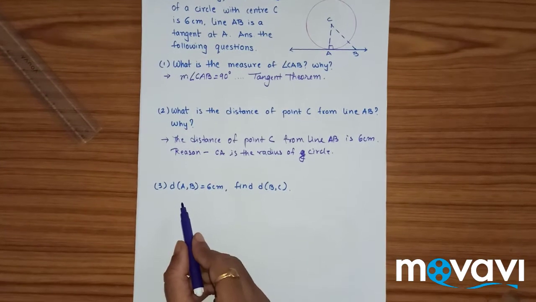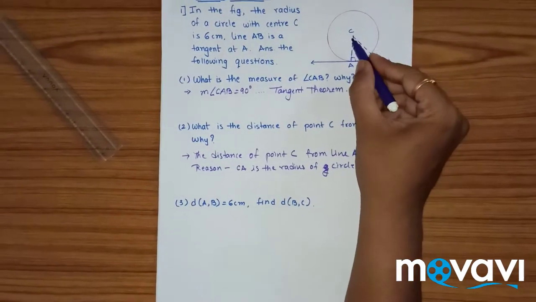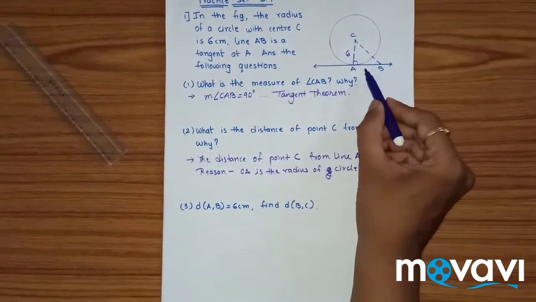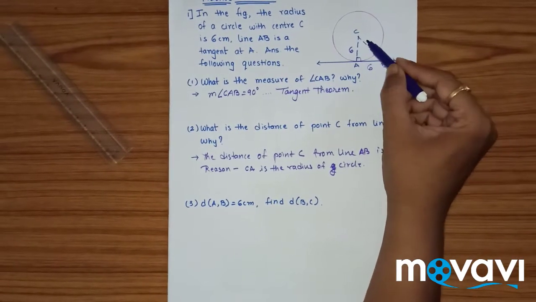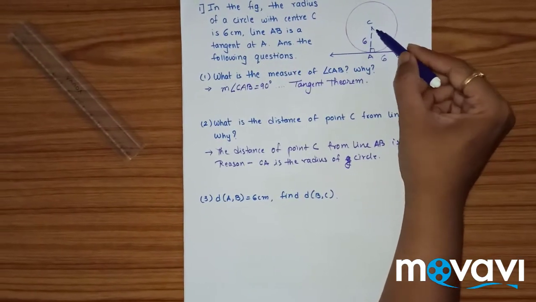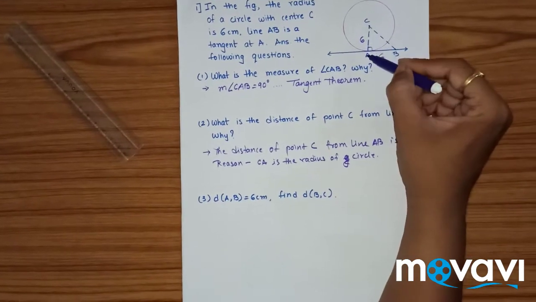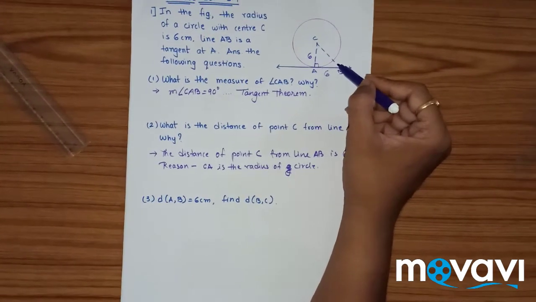Okay. See the third one. What they have given? Distance AB. Now we know that this is the radius. It is 6. Distance AB is given as 6. You need to find BC. Okay. Now this is right angle triangle and CB is the hypotenuse of this right angle triangle. So we can find by Pythagoras.